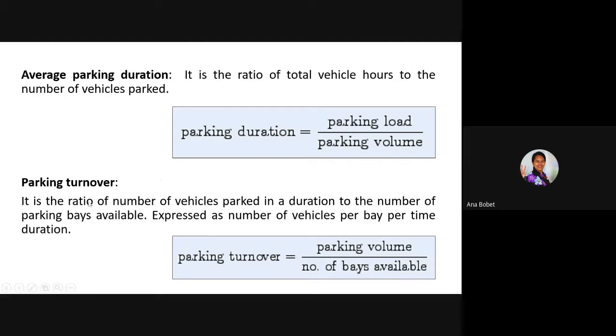Okay. Parking turnover is the ratio of the number of vehicles parked in a duration to the number of parking bays available. So if you have 20 parking bays, parking turnover is the replacement of vehicles over time. How many times did your 20 bay area turn over in one hour? So it is expressed as a number of vehicles per bay with respect to time duration. So turnover is equal to parking volume divided by the number of parking bays.